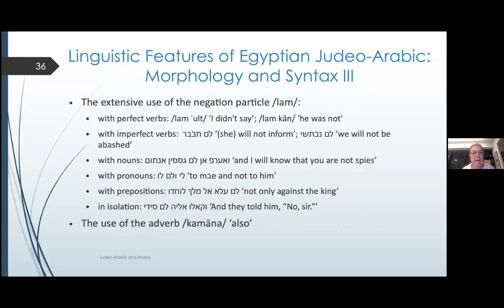Okay. Oh, this is also very interesting. Extensive use of the negation particle lam. You don't see lam in the dialect in Egypt, but in Egyptian Judeo-Arabic, there is a lot of lam. And with perfect verbs, lam ult, lam kan, very unusual in Arabic. You have it with the imperfect, lam tikhbir, "she will not inform," and you have it in many more instances. And of course, the use of the adverb kamana instead of kaman.